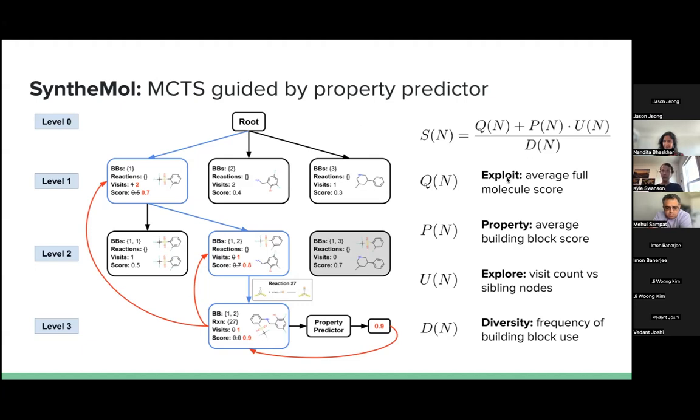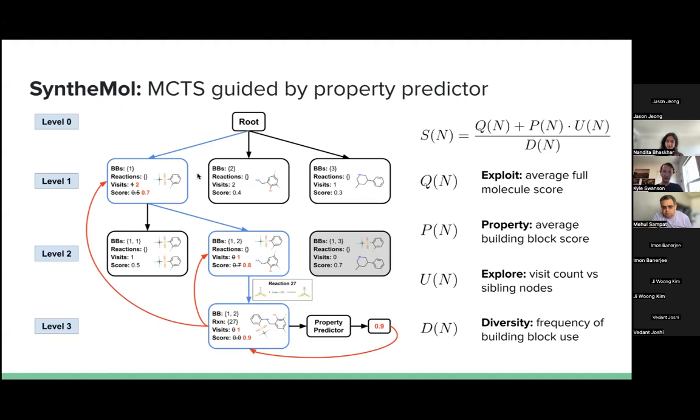Yeah, good question. So the exploit is a score that is updated as you run the algorithm. So simultaneously, as you're generating, you're also collecting information. On the very first iteration, you actually have no information. Every single building block has an exploit score of 0.